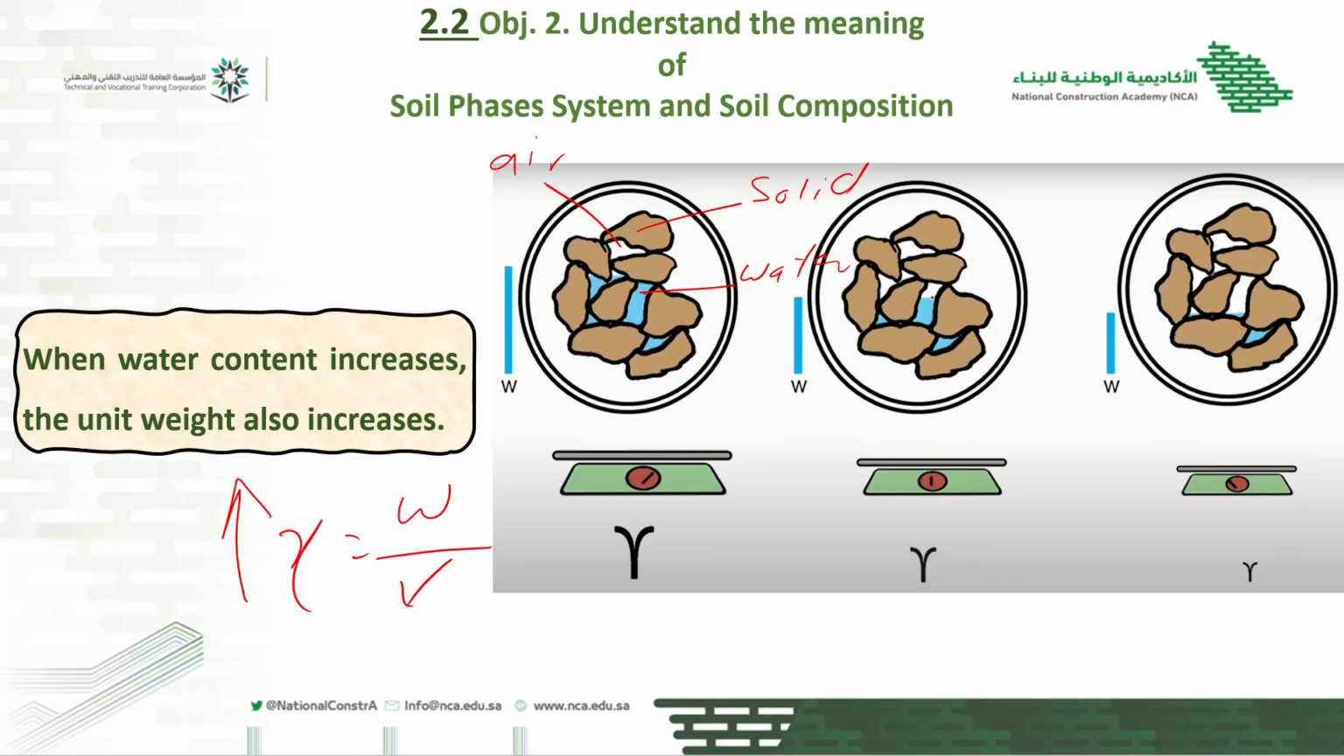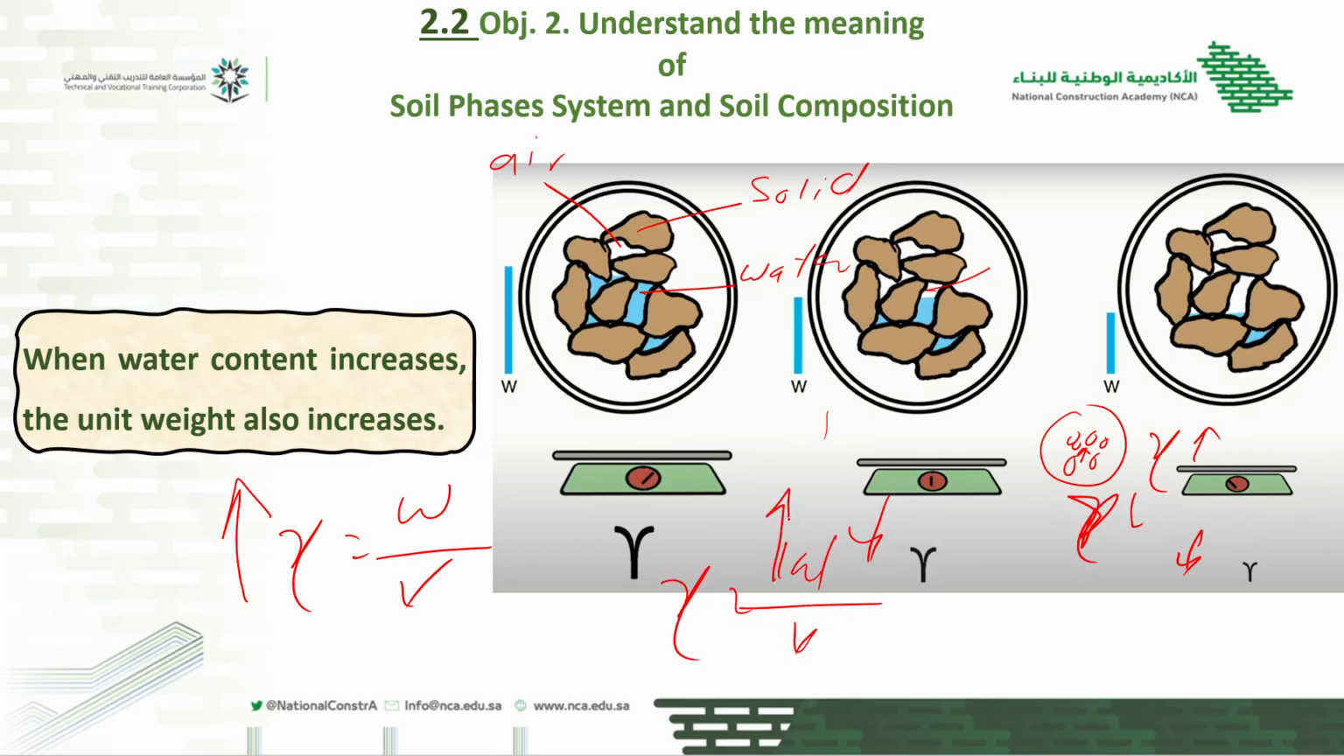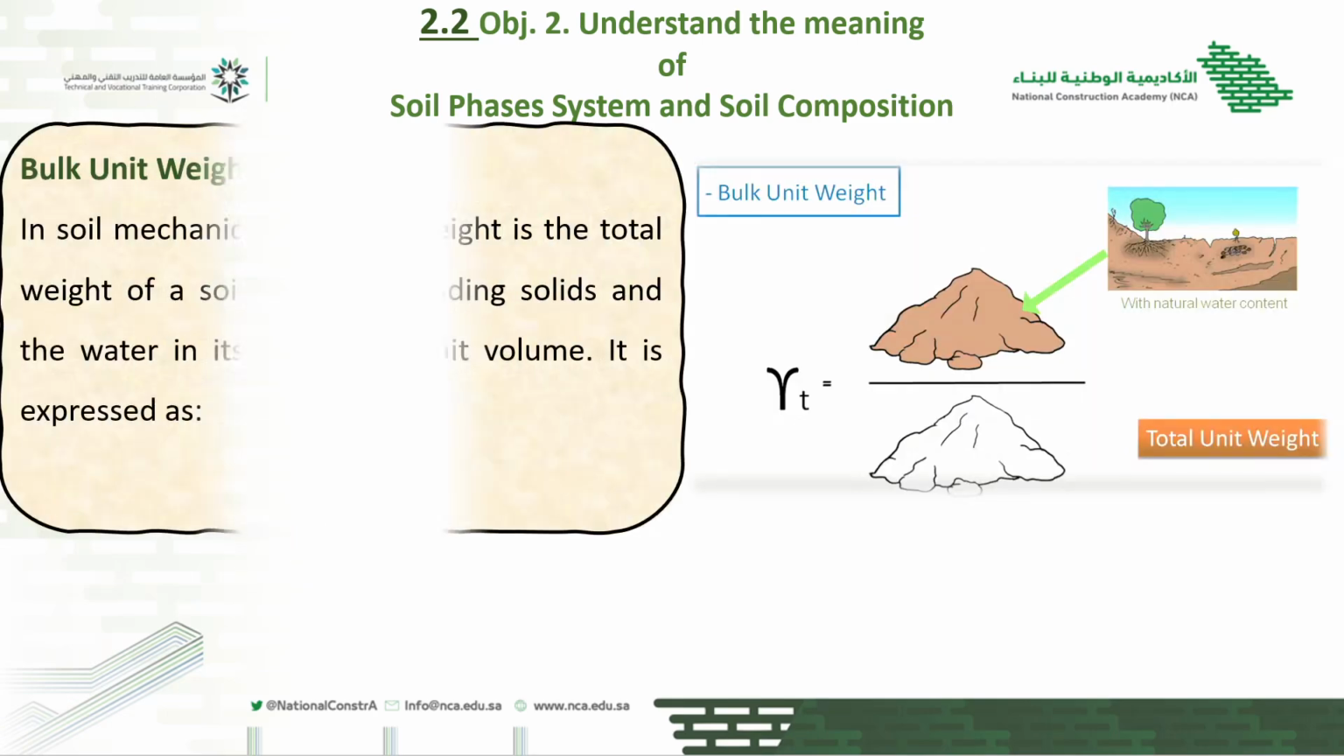As the amount of water decreases, and we already know that air has no weight, its unit weight decreases. Here the water content between the particles, which are called voids, is less, so the density is less. If the water between the particles is more, the unit weight is more. If it is less, the unit weight is less. Why? Because unit weight is weight per unit volume. If the total weight is more, the unit weight is more; if the total weight is less, the unit weight is less.